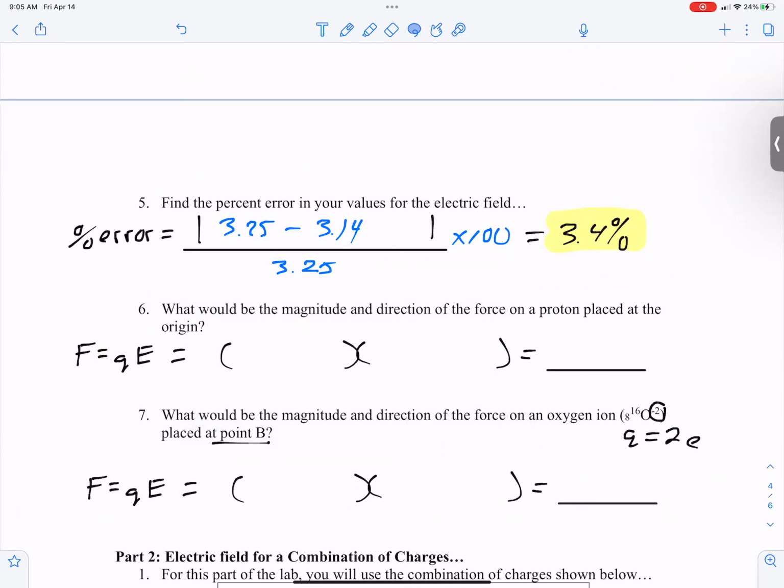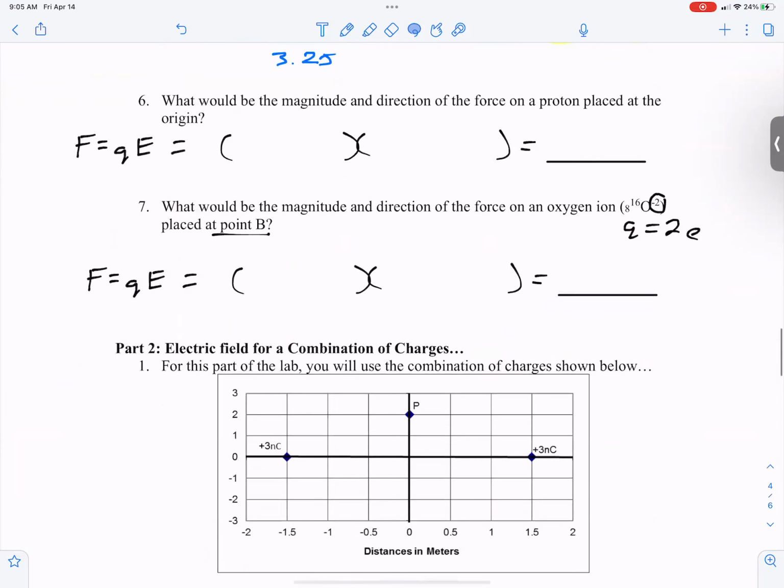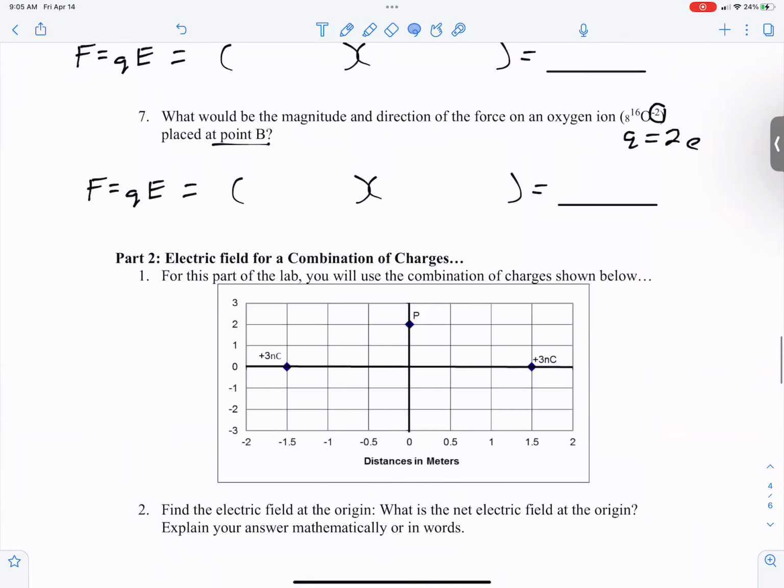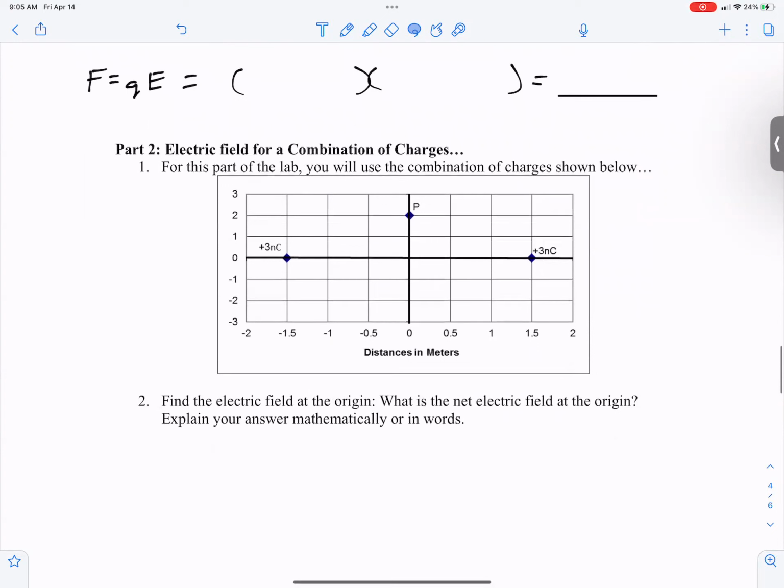Okay, the continuing part of part 2, this really should be part 3. We have the identical charges placed exactly as far away, and we have point P placed 2 meters above the origin. First question: explain the electric field at the origin. What is the electric field at the origin?